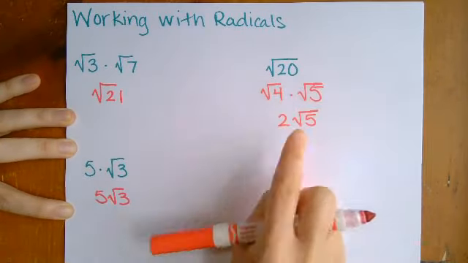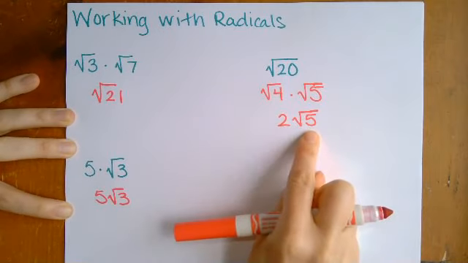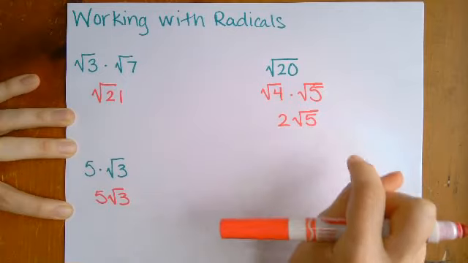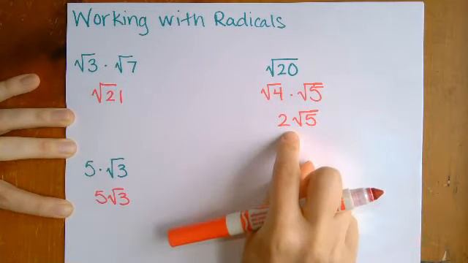So now we're left with 2 times the square root of 5, which gives us a little bit of a better idea about how close that number is. It's closer to 2 here. The square root of 20 gives us kind of less of an idea about the value of that number.